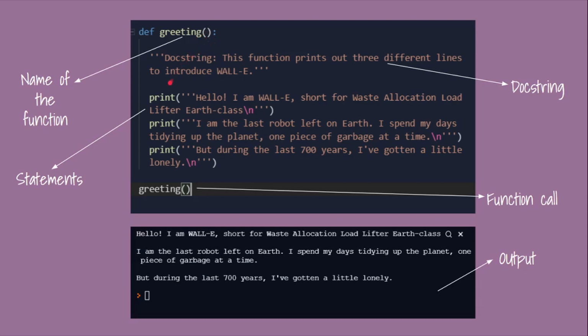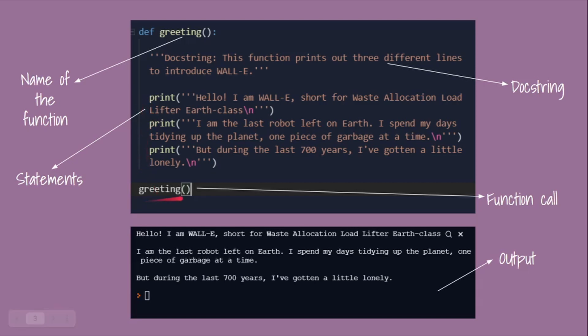And then after that, we have our docstring. Docstrings are basically these special comments that are used for functions, and they tell the user or the coder what the function does. So here I just said this function prints out 3 different lines to introduce Wally. And then here I have my statements. So these were the tasks we were talking about in the previous slide. These just print out little statements about the robot that we're talking about.